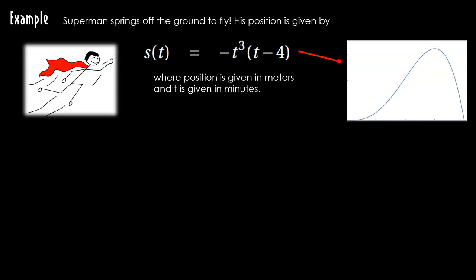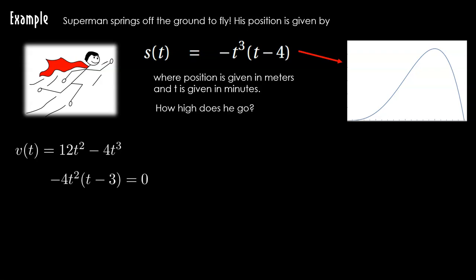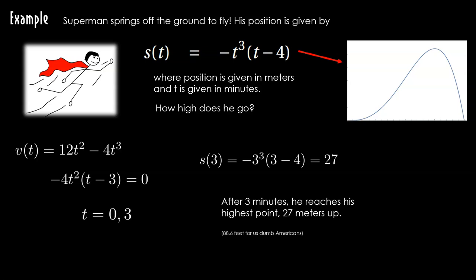So what do I want to know? I want to know how high he goes. So that means velocity is equal to 0. My velocity for this equation is 12t squared minus 4t cubed. Set it equal to 0 and factor. I see that I have t equals 0 and t equals 3. Well, t equals 0, he's still on the ground. He hasn't gone anywhere yet. That's not going to happen. This is what I'm interested in, this point up here, the top of my hump, where t equals 3. I put that in the position equation and I get 27, which means after 3 minutes, Superman has reached his highest point at 27 meters up.